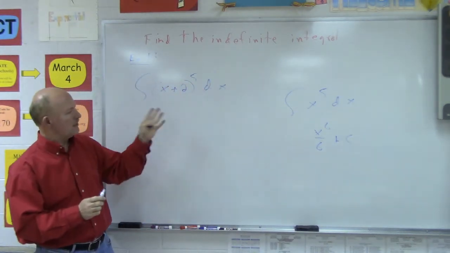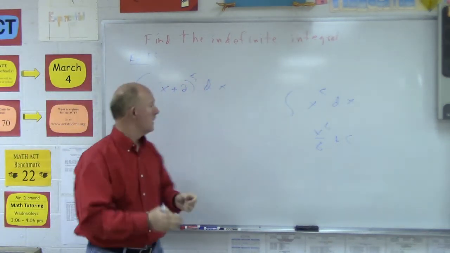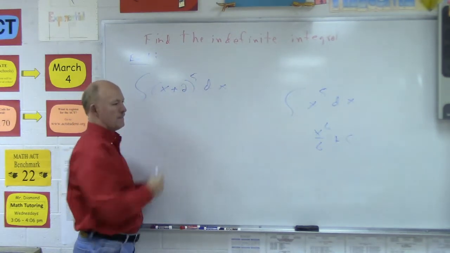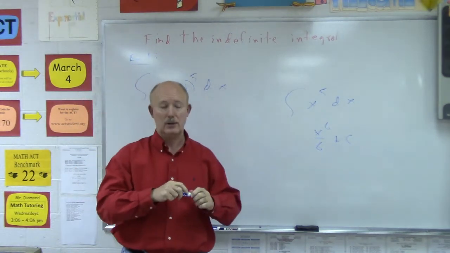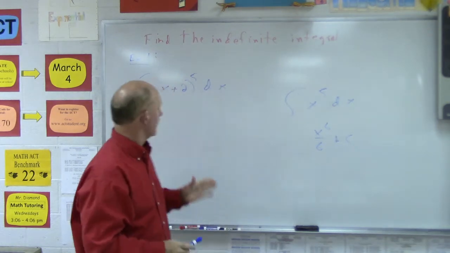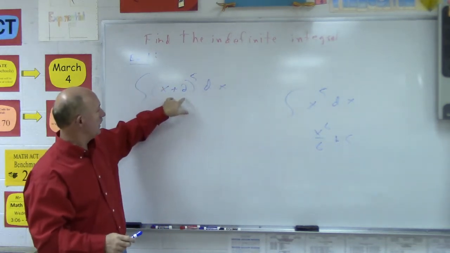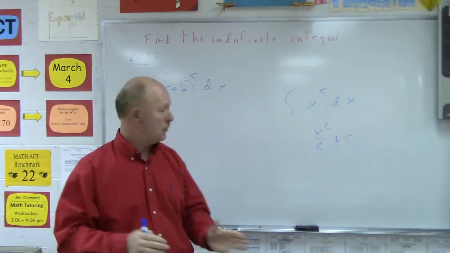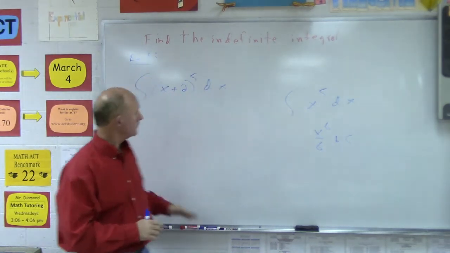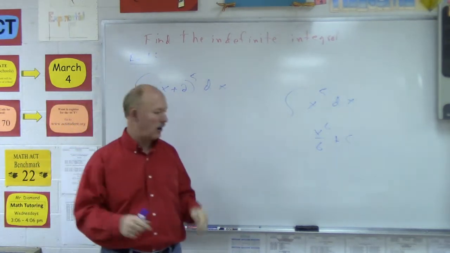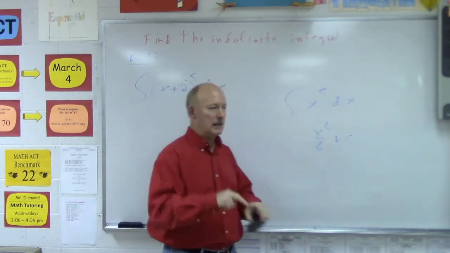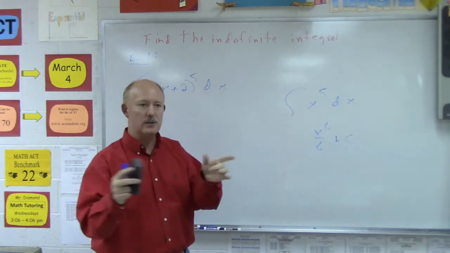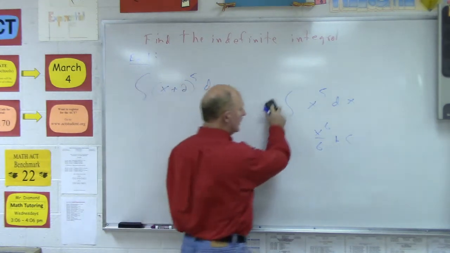Now, this is not just x to the 5th power. This is x plus 2 to the 5th power. Actually, there's a couple ways to do this. One way would be to expand x plus 2 to the 5th power. That would take a lot of work, but you could do it. You would get a big long polynomial, and then you can integrate each part. But integrating by changing the variable is much easier.